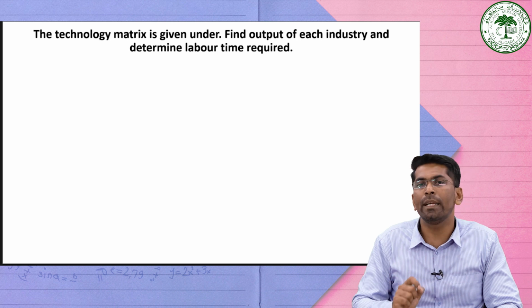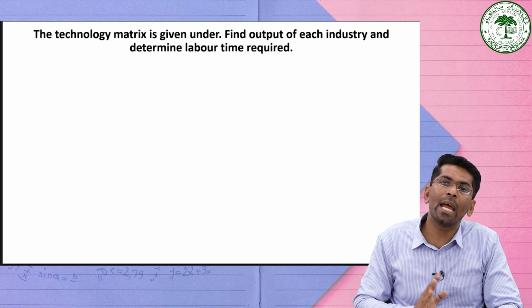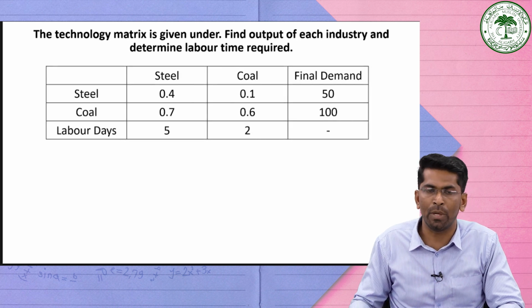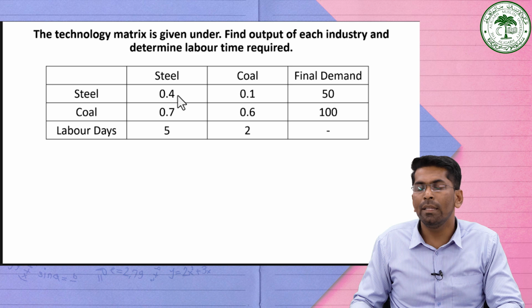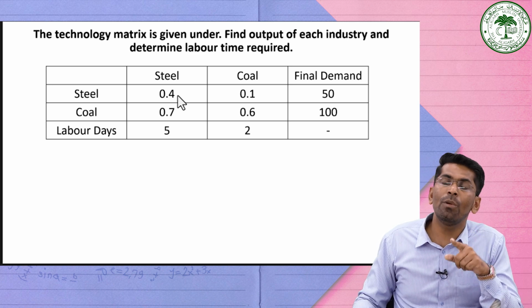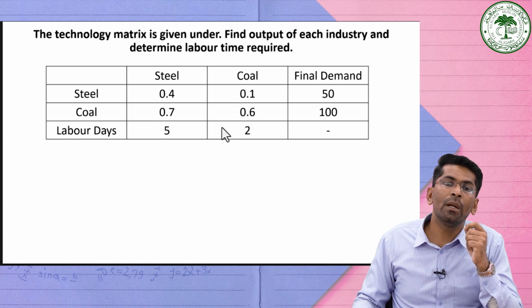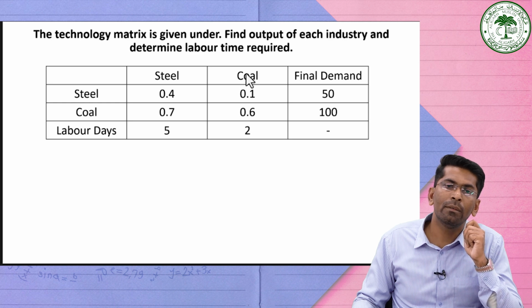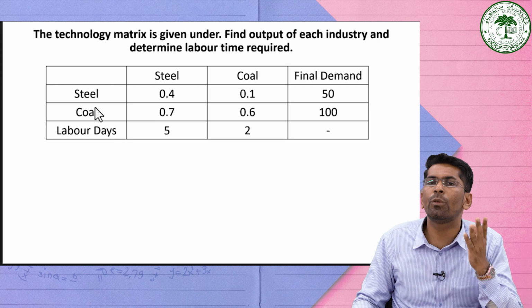So now we have another example. A technology matrix is given, and we have to find the output of each industry and determine the labor time which is required to produce the output as well. See here, the technology matrix or the coefficient matrix is already given. In the earlier example, the technology matrix was not given and we wanted to find it. But in this particular example, the technology matrix is given and we have two industries here, one is the steel industry and the other is the coal industry. So on the horizontal and the vertical level, we are taking the two industries, steel and coal. So we have a 2 by 2 model, that is a 2 sector model or 2 industry model.